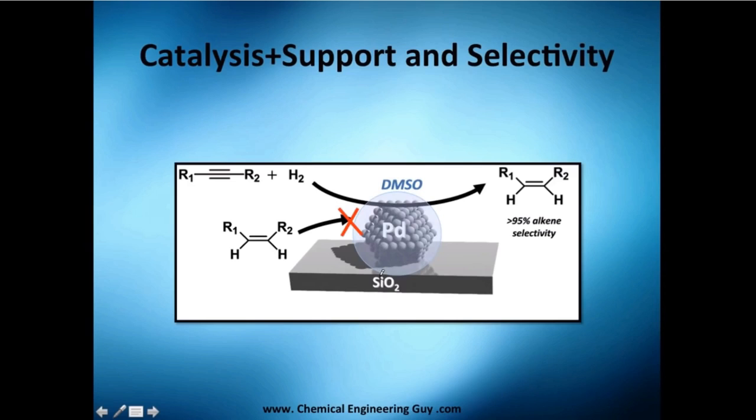As you can see, this is palladium, and this is silicon oxide. In other words, this is the active component, and this is the catalyst support. In general, both are called the catalyst. The silicon oxide, or the support, will make this reaction run smoother or run better.